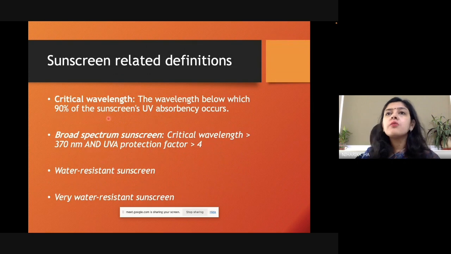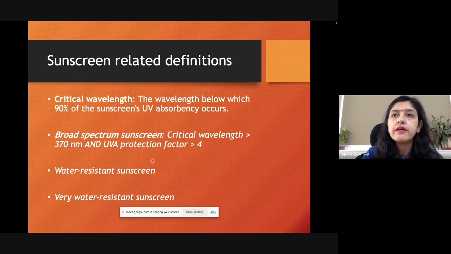We should also know about critical wavelength. Critical wavelength is the wavelength below which 90% of the sunscreen UV absorbency occurs. So broad spectrum sunscreens usually have a critical wavelength of more than 370 nanometers. That means 90% of the radiation below this level, 370 nanometers, will be absorbed by a broad spectrum sunscreen.